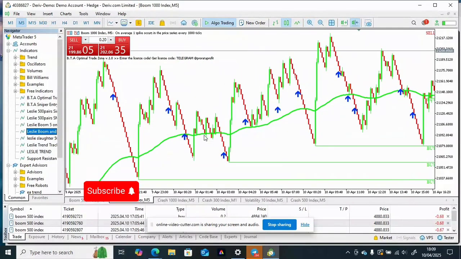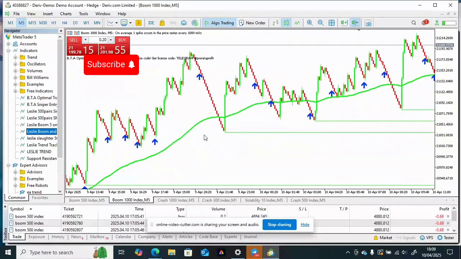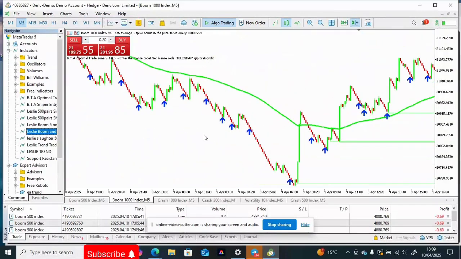As you can see on Boom 1000, it does not actually work. It is some waste of time on Boom 1000.